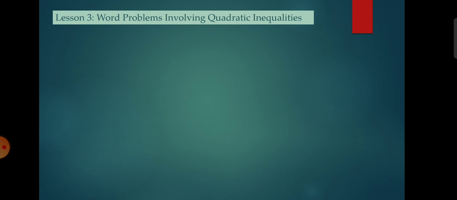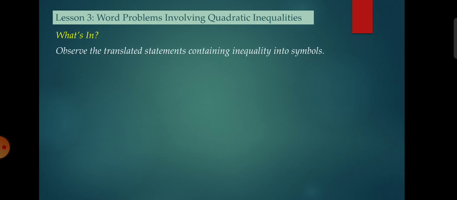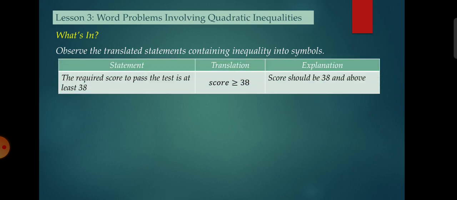We are now on the last lesson of this module, lesson number 3, word problems involving quadratic inequalities. So what's in? Observe the translated statements containing inequality into symbols. The required score to pass the test is at least 38. So translation niya is score is greater than or equal to 38. So therefore, ang explanation niya that the score should be 38 and above.